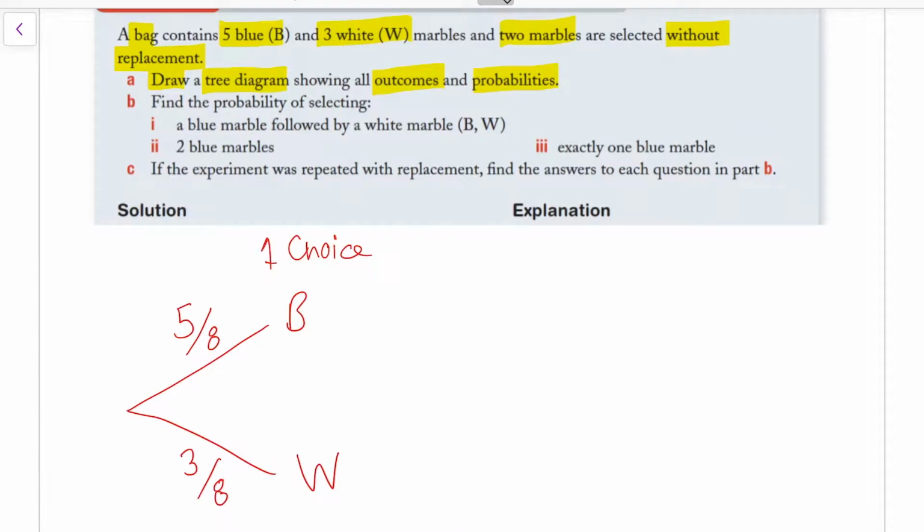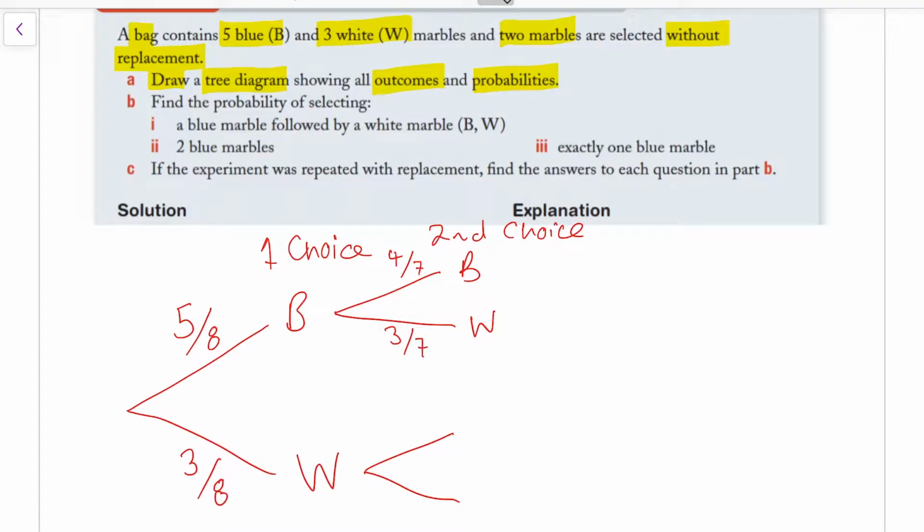Now I'm moving on to selection number 2, where I still have blue and white marbles. So for my second choice, however, I've now removed a blue marble in the first selection. So that means now there's only 4 blue marbles left. And I've removed one, so now it's 4 over 7. There have been no white marbles removed yet, so this is still 3, but it's also still over 7 because the blue one has been removed in the first choice.